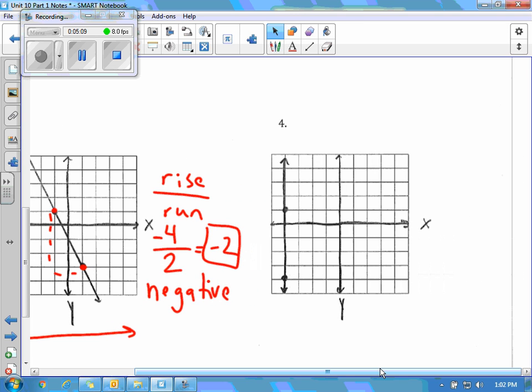Looking at number 4, we have our other special case. In this case, we have a vertical line, so we call our slope undefined. So that's how to find the slope when you're given a graph.